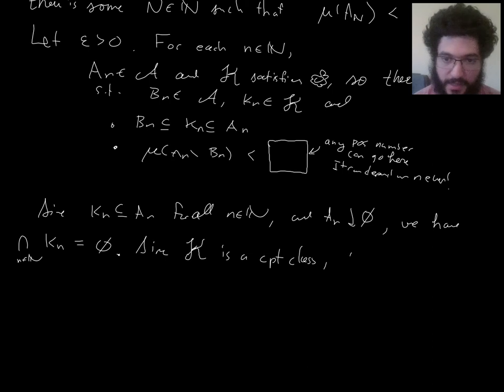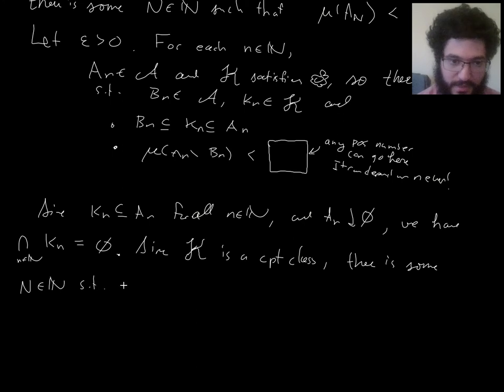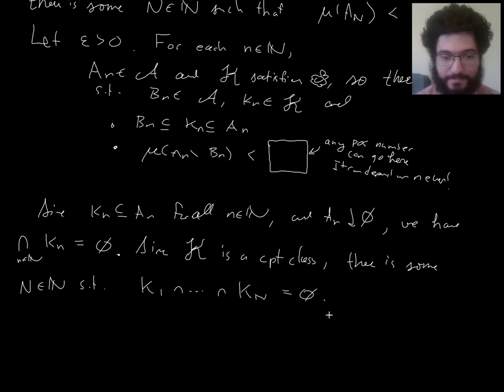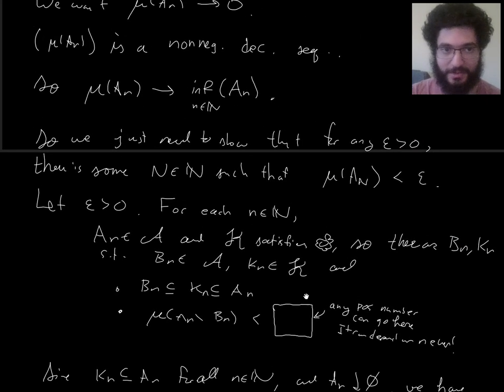Since this is a compact class, there is some big N such that if you intersect just up to big N, then you get the empty set. Now, my claim eventually is that this big N is the big N that I want to meet my goal.